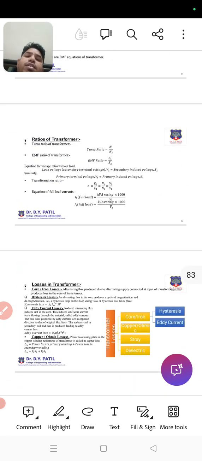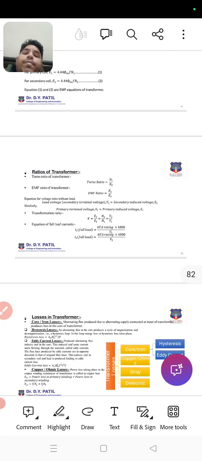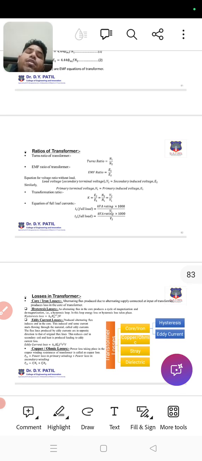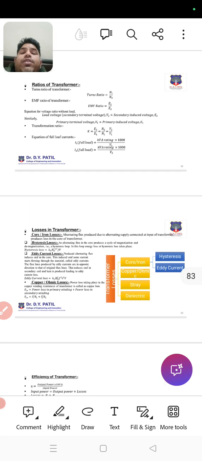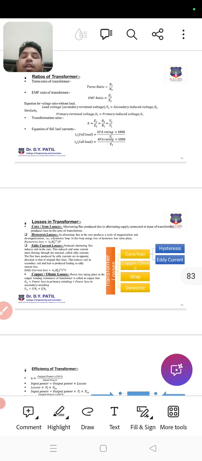It's very easy as a ratio definition. Turns ratio is the ratio of primary turns to secondary turns, the primary EMF to the secondary EMF, and with that transformer coefficient we only have to change the value of current: E2 upon E1 equals N2 upon N1 equals V2 upon V1 equals I1 upon I2. The equation of KVA we have already learned.